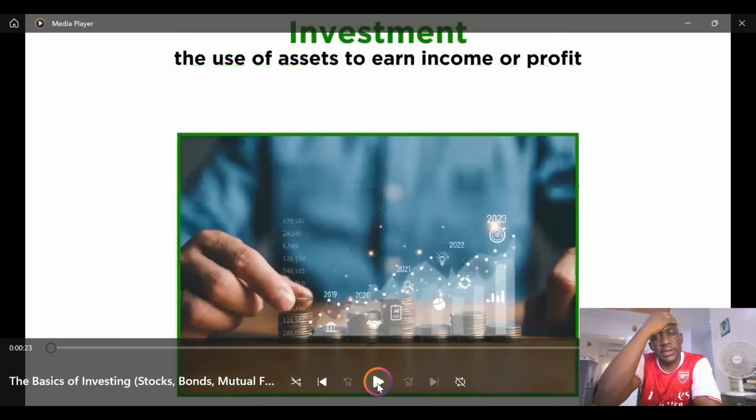Wow, did you hear that? The use of assets to earn income or profit. Investment, the use of assets. When you have $10 today, it's an asset to you. Money in the bank is an asset. And there's something called time value of money. If you want to use that money in your hand so that inflation will not eat it up, you invest it. The use of assets to earn income or profit.